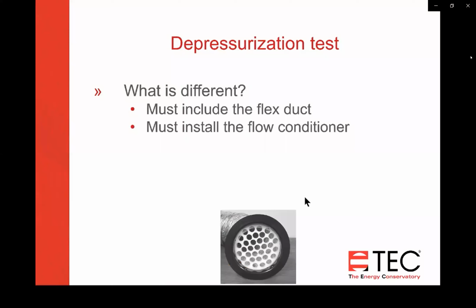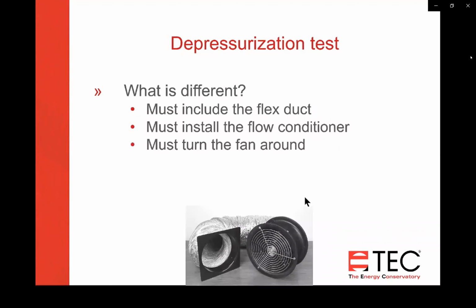You have to use that flow conditioner like we talked about earlier when you're doing a depressurization test. You need to turn the fan around. The inlet side of the fan is the side with the rings on, and that's inside the flex duct. So you're seeing the grill, the outlet side of the fan, now.